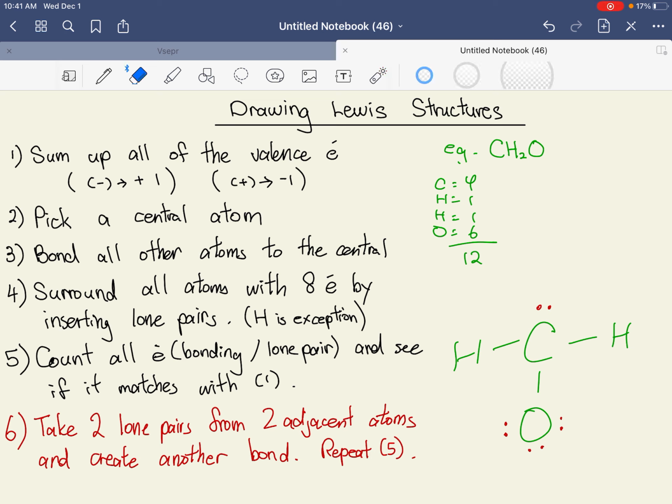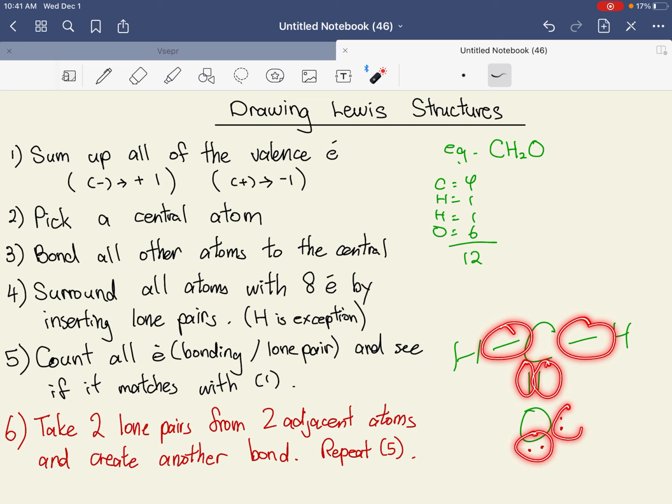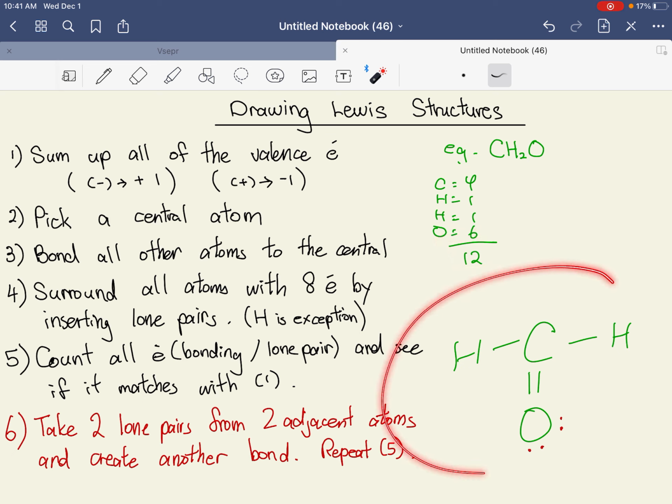So I'm going to erase this lone pair. I'm going to erase this lone pair. And I'm going to insert a bond. Make this a double bond. And then I'm going to repeat number 5. 2, 4, 6, 8, 10, 12. Yeah, exactly what I want. And this is exactly what formaldehyde looks like. See? I guess it's not so bad, right? It's not so bad.